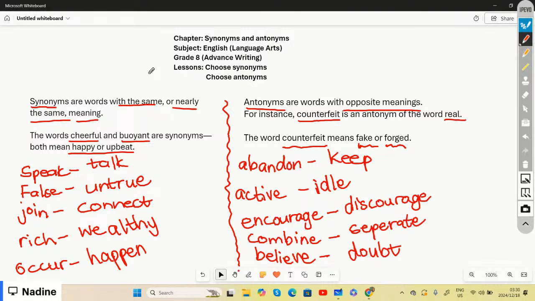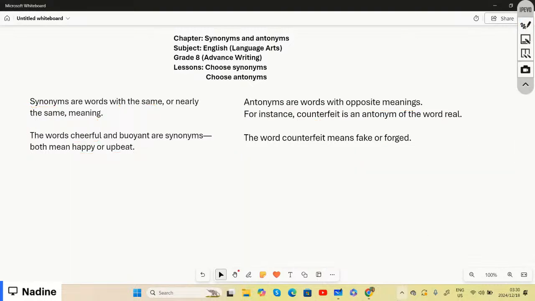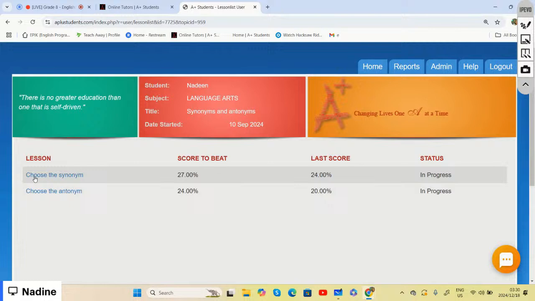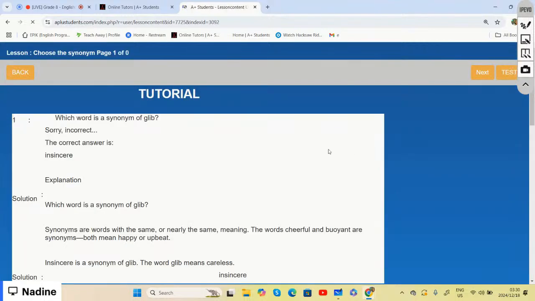Because instead of just using the same old boring words that we repeat all the time, because most times we write how we speak, if you use synonyms within your writing, it basically makes your writing more interesting because now you're using bigger words, more interesting words, right? And that is basically to either describe something or to put more emphasis on something, right? All right, so now we're going to a+students.ca and we're going to choose the synonym and then we go to our test.